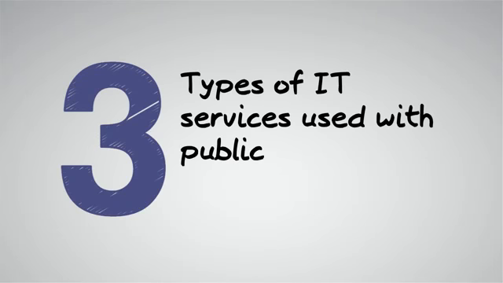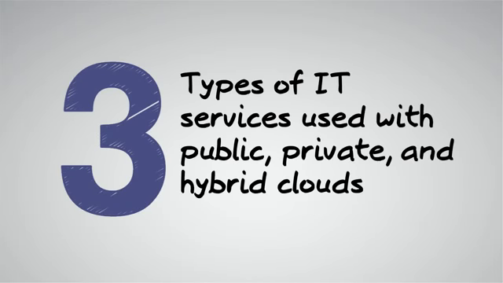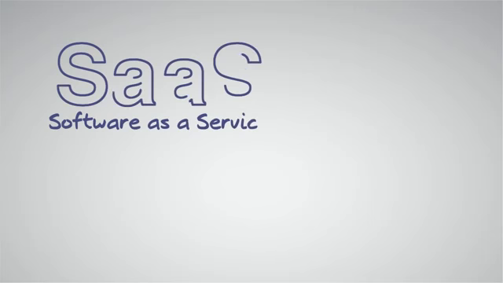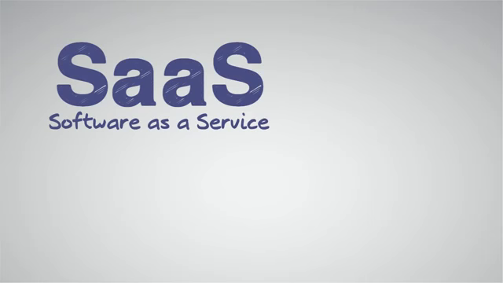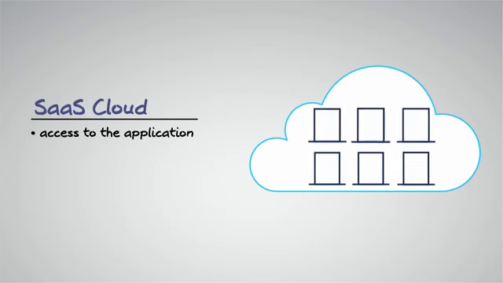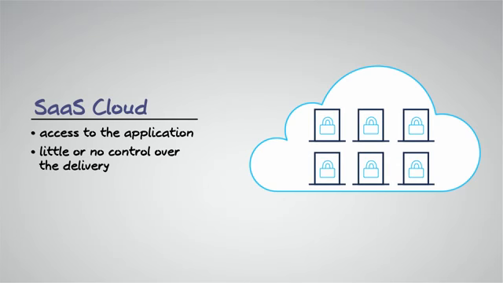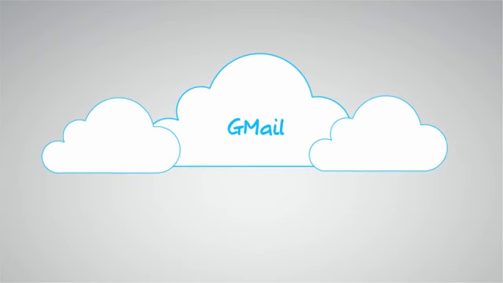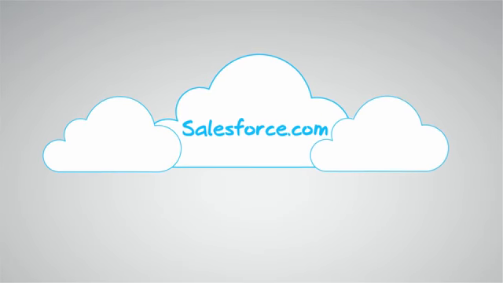In addition, there are 3 distinct types of IT services available today through public, private, and hybrid clouds. The first is software as a service, or SaaS. SaaS allows users to access an application without having to manage or control the underlying cloud infrastructure. Examples of SaaS are Gmail or Salesforce.com.